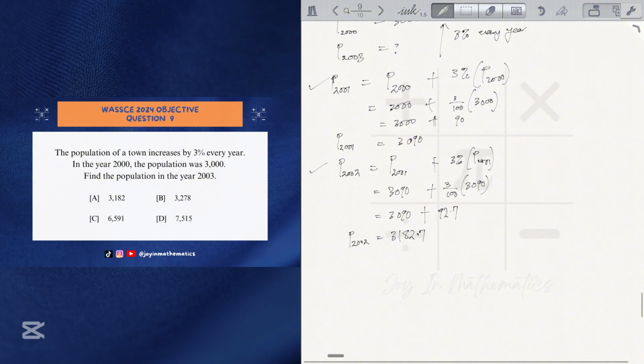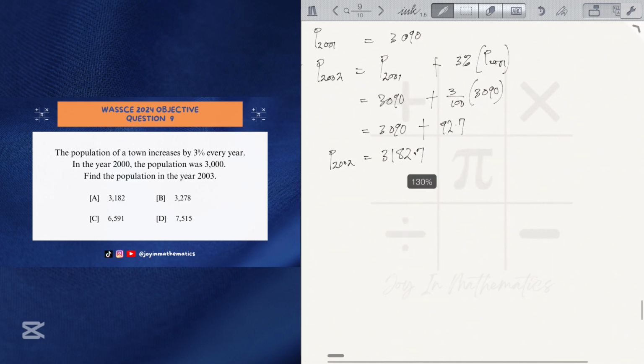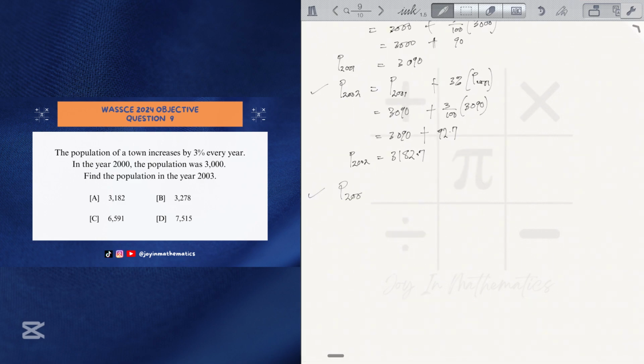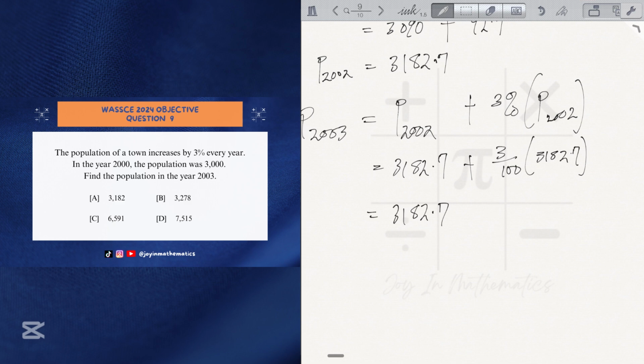And finally, let's solve the question which says we should find the population in the year 2003. Now, the population in the year 2003, that's P 2003, will be the population of 2002 plus a 3% increase of the year 2002. So this will give us 3182.7 plus a 3% increase of 3182.7. So this will give us 3182.7 plus 95.451.